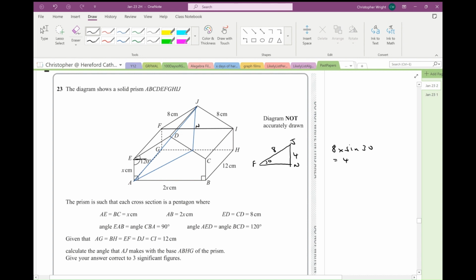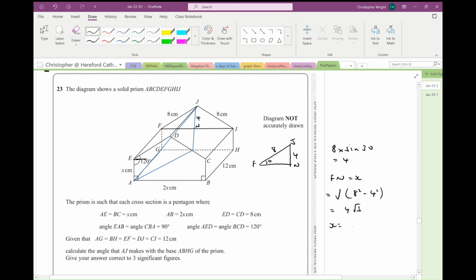So how does that help me? Good question. That's 4 there. That means that I can find FN, of course. So FN, which incidentally is x, is, using a bit of Pythagoras, 8 squared minus 4 squared. So that is 4√3, the square root of 48. So now I know that x is 4√3.